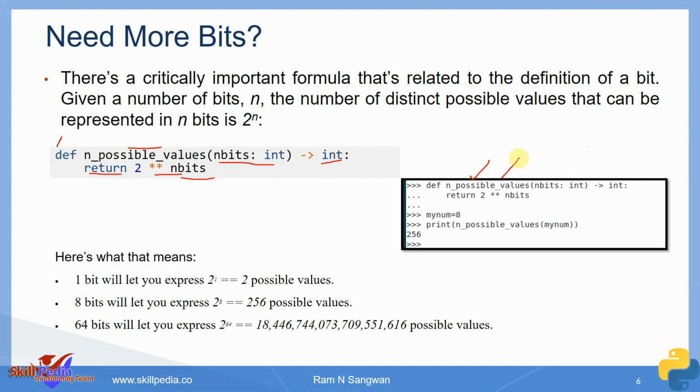When I tried this function, calling it with number of bits as 8, possible values will be 256. I was wrong earlier, 2 raised to the power 8 is equal to 256. I missed that in the previous one. So if we take 1 bit at a time, that gives you 2 raised to the power 1, that is 2 possible values. 8 bits, 2 raised to the power 8, 256. 64 bits will give you 2 raised to the power 64 possible values.